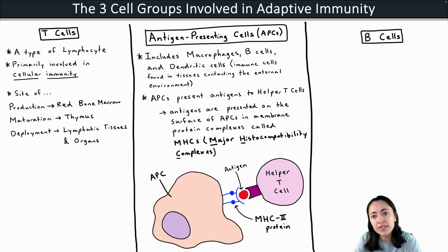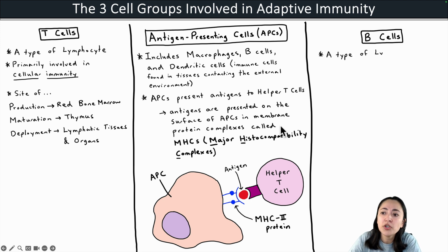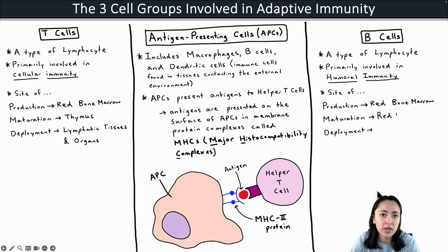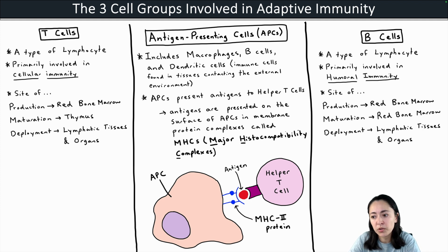Now, the last group of cells involved in adaptive immunity are the B cells. B cells are a type of lymphocyte. They are primarily involved in humoral immunity. They are produced in the red bone marrow, and they also mature in the red bone marrow. Once they mature, they are deployed to similar locations as the T cells: our lymphatic tissues as well as our lymphatic organs.